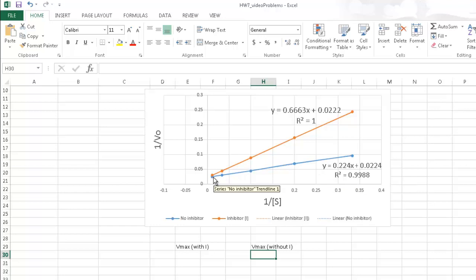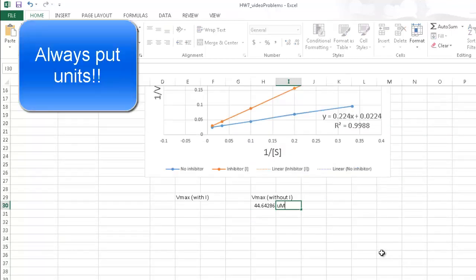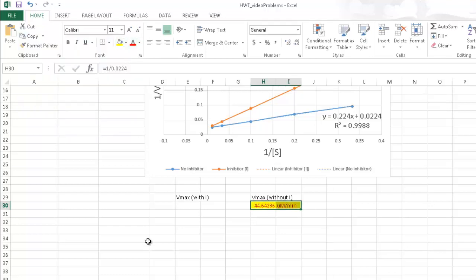Again, this is the y-intercept, and then we flip it to get Vmax. So the y-intercept is where x is equal to 0. We plug 0 here for the x value, and we get a y value of 0.0224, but that's not Vmax, that's 1 over Vmax. So to get Vmax, we have to flip it. So it equals 1 divided by 0.0224, and we will get a value of 44.6. Now always put units. The units here are micromolar per minute. It's very important that you put units. A number is meaningless unless you put units by its side.